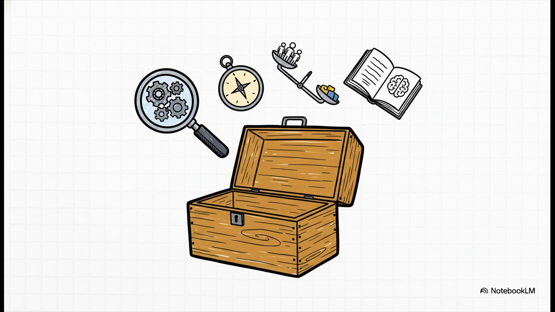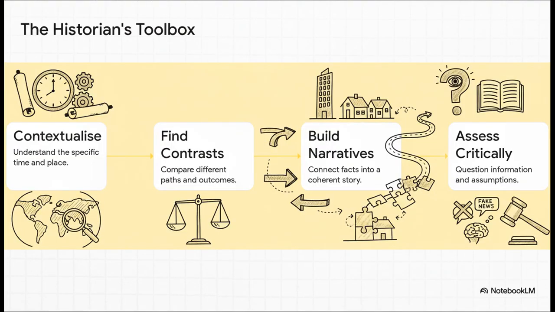The real goal here isn't to pick one theory and declare it the winner. The goal is to build a toolbox, a set of different mental models that you can use to make sense of the world. And here is that toolbox. It's how historians think. First, you contextualize. You always have to understand the specific time and place you're looking at. Second, you find contrasts. You compare why things went one way here, but a totally different way over there. Third, you build narratives. You don't just list facts, you connect the dots into a story that makes sense.